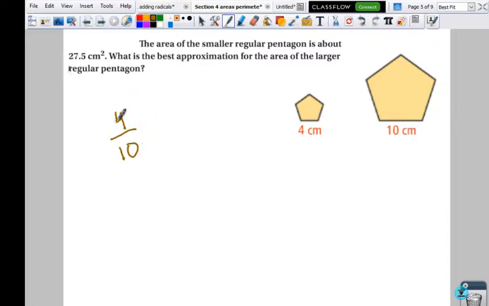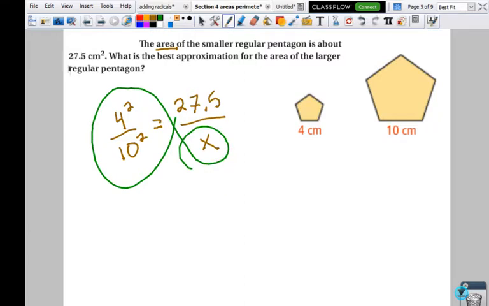It doesn't matter the order you go in as long as they're consistent. So, I like doing small over big personally. So, small over big is going to equal, let's see, we're looking for areas. Small is 27.5 over big, which I'm just going to call x. But these are areas, right? So the 4 would be squared and 10 would be squared. Okay. So when it's perimeter, you don't need squares, but when it's area, you need your squares. Oh, I see. And then we're just going to do our proportion here.